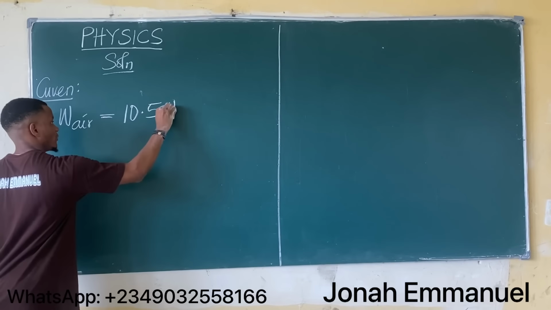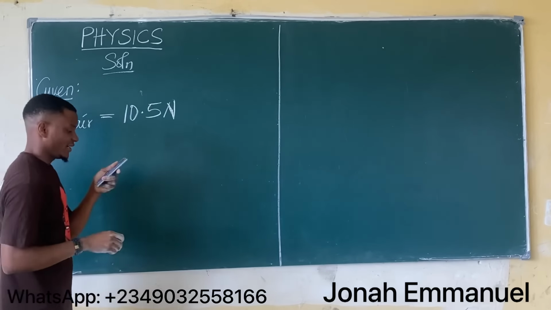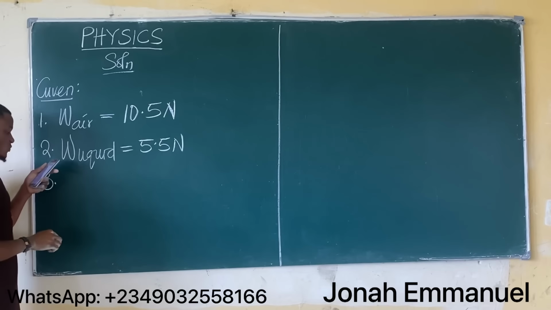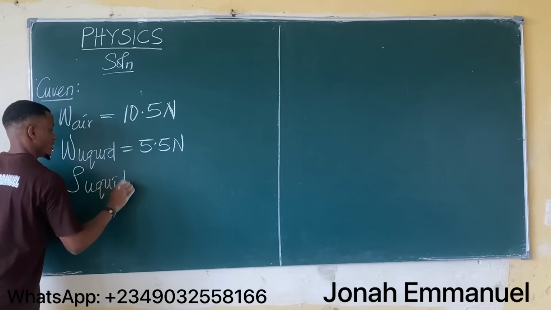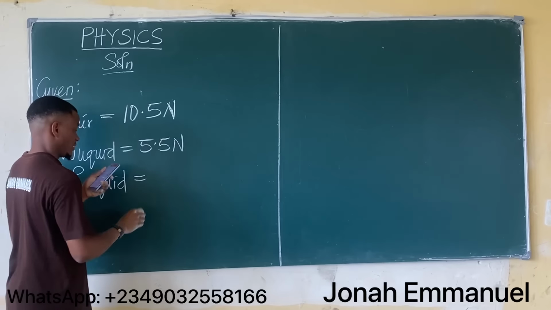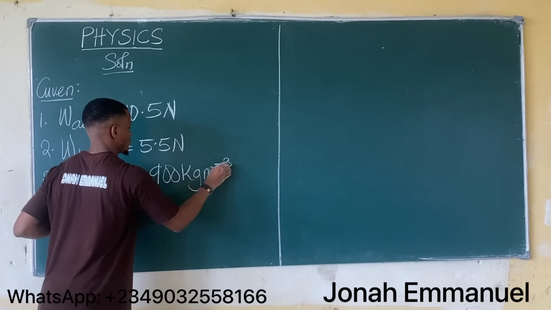Next up, number 2, what else have I been given? They said it weighs 5.5 when immersed in a liquid. So weight in the liquid, W liquid, is equal to 5.5 Newton. They said, in a liquid of density, so rho liquid, the density of the liquid is equal to 900 kilogram per meter cube. So we have this.